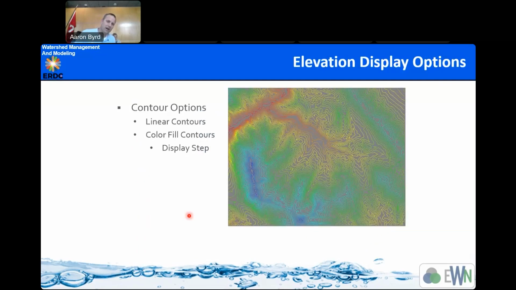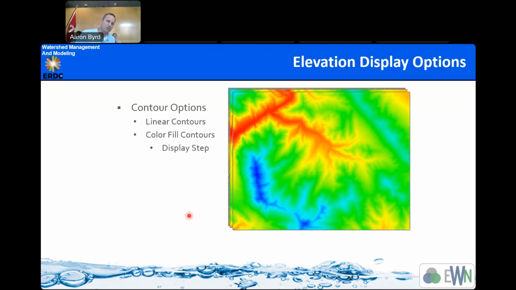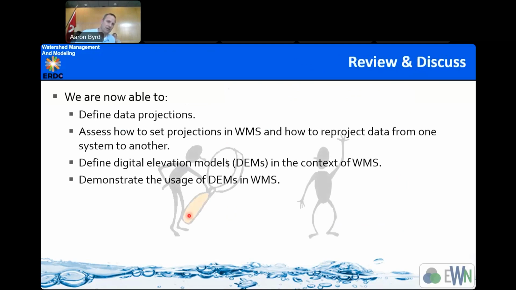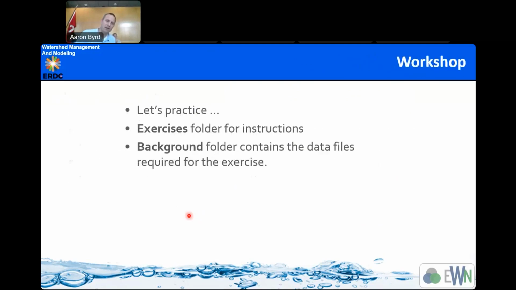And then there are different display options. So I can display contours in different ways. These are linear contours, and the different colors represent different elevations. And these are color-filled contours. And there's something called the display step that I don't know that we're going to get too much into. It doesn't really matter anymore.